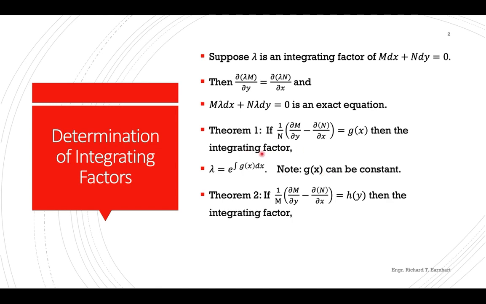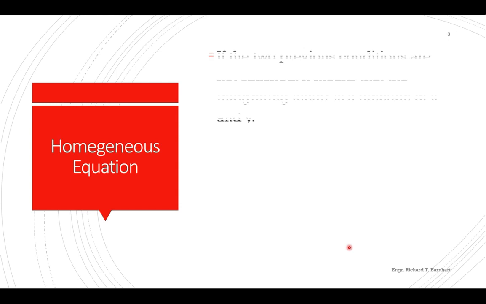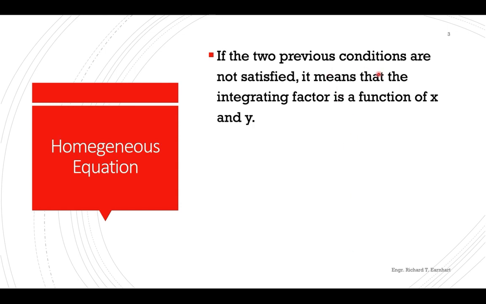Now, if the first theorem is not satisfied, then we can apply theorem number 2. Still the difference between the two partial derivatives, multiplied by 1 over M. And this time, if the expression is a function of y alone, then the integrating factor would be evaluated using this formula, e to the negative integral of h of y dy. h of y can be considered as a function of y alone. Now, if the two previous conditions are not satisfied, it only means that the integrating factor is a function of x and y.